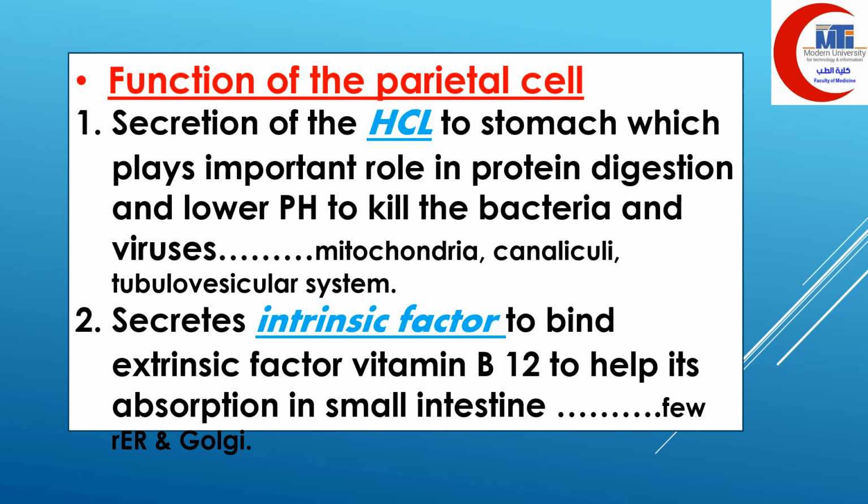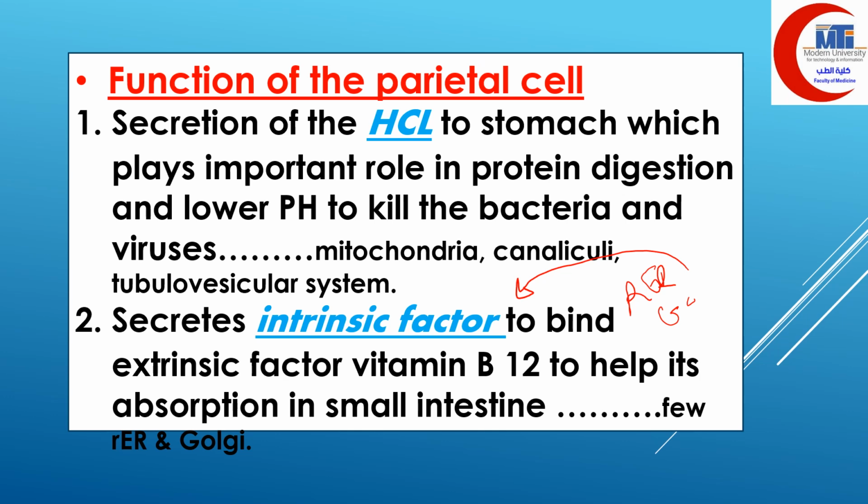Does it have another function? Yes, it produces intrinsic factor, which is a protein in nature. This intrinsic factor binds to vitamin B12 and helps its absorption in the small intestine. So, what organelles do we need for production of this intrinsic factor? It is a protein in nature. Excellent. We need RER and the Golgi complex, in addition to the mitochondria, which are present in large numbers in the parietal cell for production of HCl.